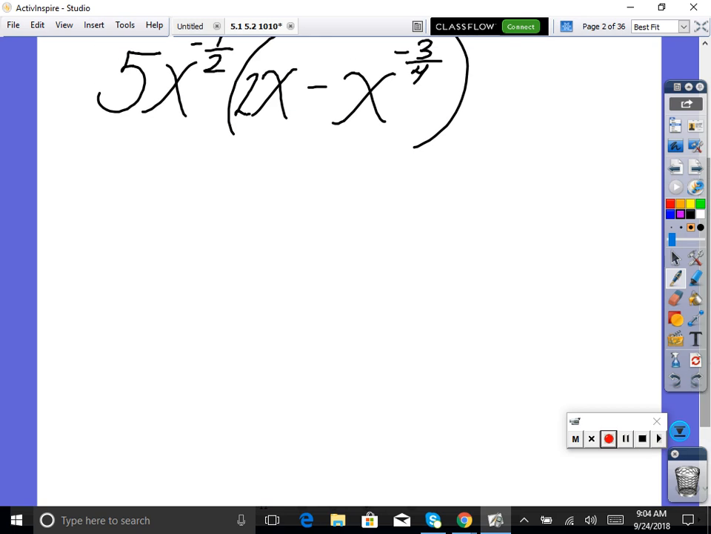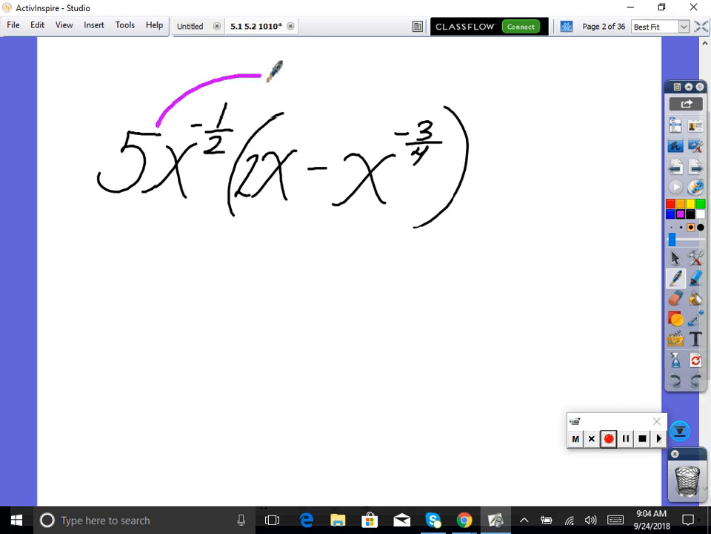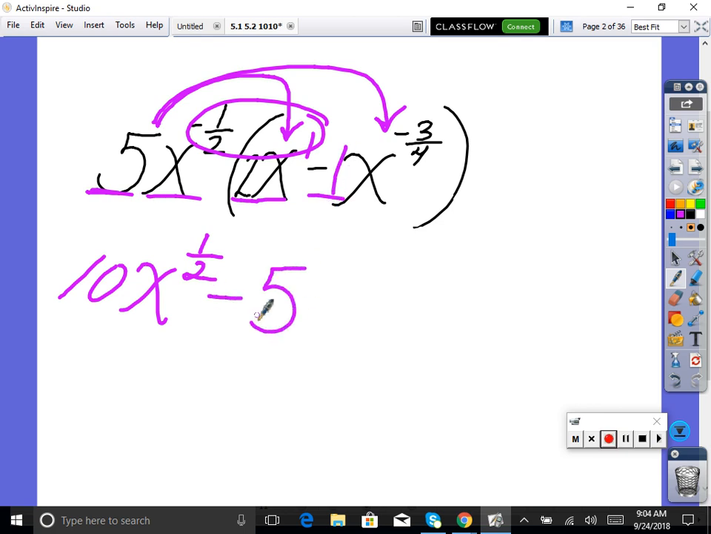So let's multiply this out here. Okay, 5x to the negative 1/2 times 2x. Why don't you do 5 times 2? 10. And when you multiply, so negative 1/2 plus 1. Positive 1/2, right, everyone? And then we have 5x to the negative 1/2 times negative x to the negative 3/4. So 5 times technically negative 1 is negative 5.